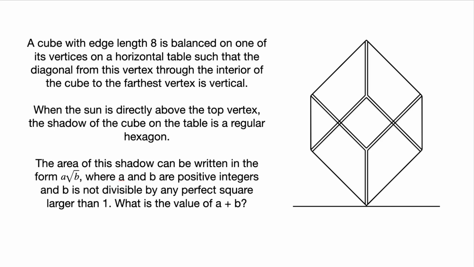So the question reads: a cube with edge length 8 is balanced on one of its vertices on a horizontal table such that the diagonal from this vertex through the interior of the cube to the furthest vertex is vertical. When the sun is directly above the top vertex, the shadow of the cube on the table is a regular hexagon. The area of this shadow can be written in the form a square root b, where a and b are positive integers and b is not divisible by any perfect square larger than 1. What is the value of a plus b?